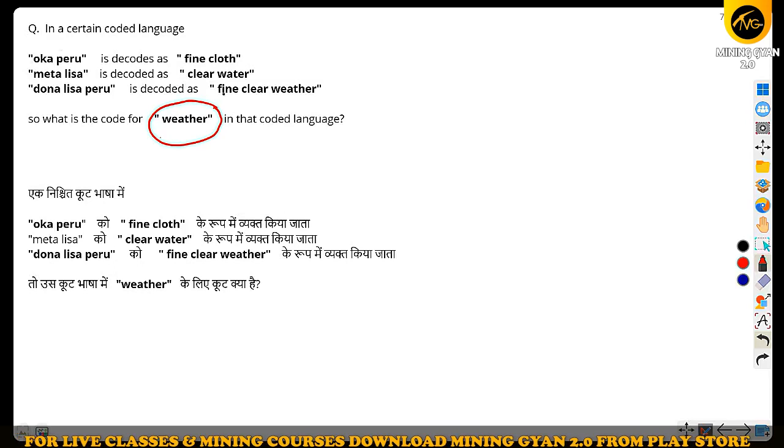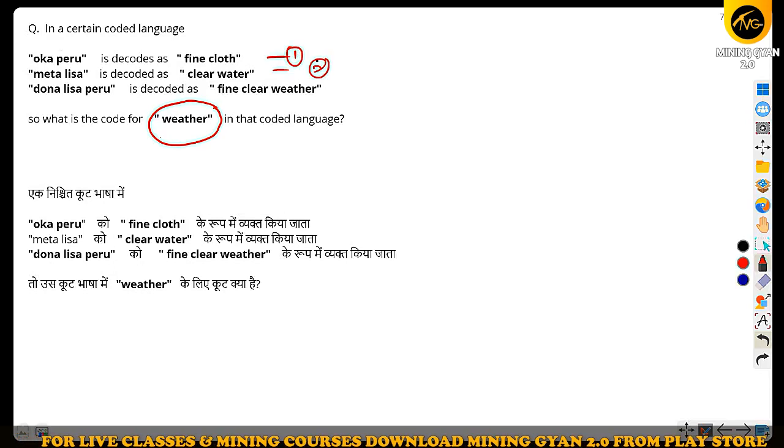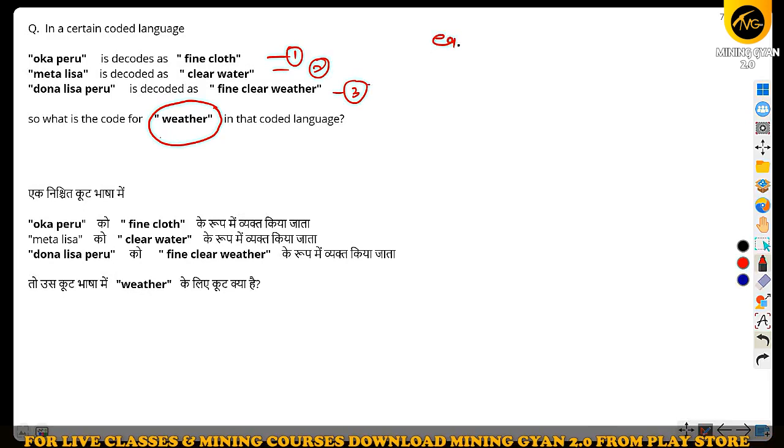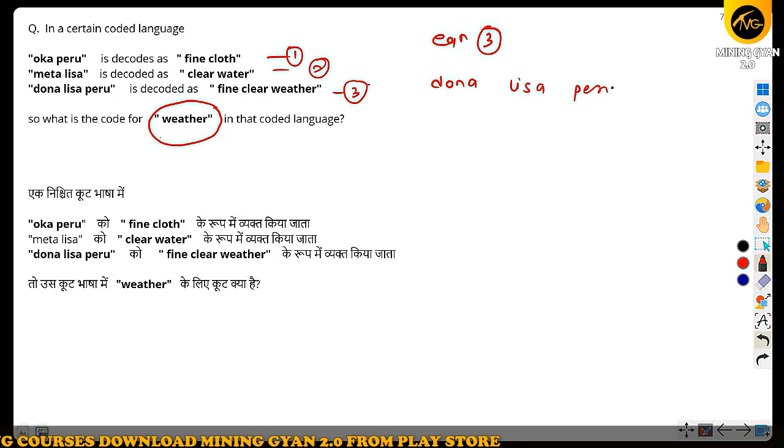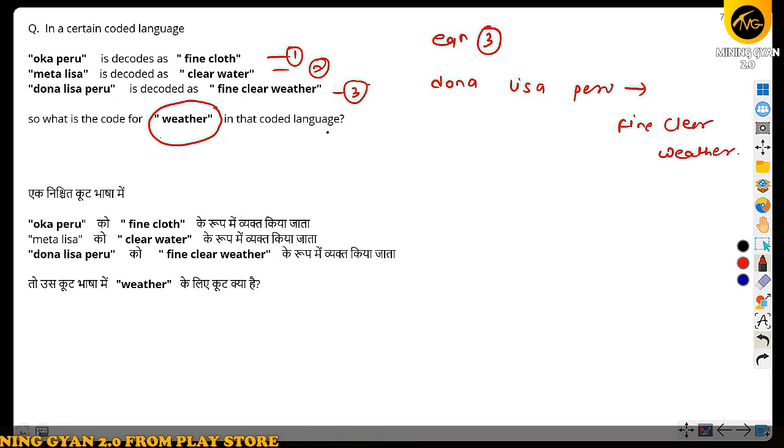Now equation number 1, equation number 2 and equation number 3. The word weather is included in equation number 3, so Dona Lisa Peru is decoded as fine clear weather. Because we do not have the word weather in any other equation, we have to find out the two remaining words, fine and clear.